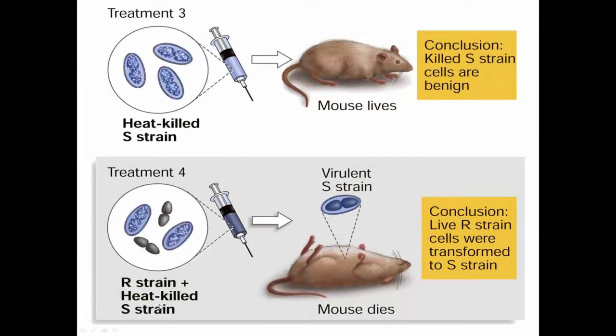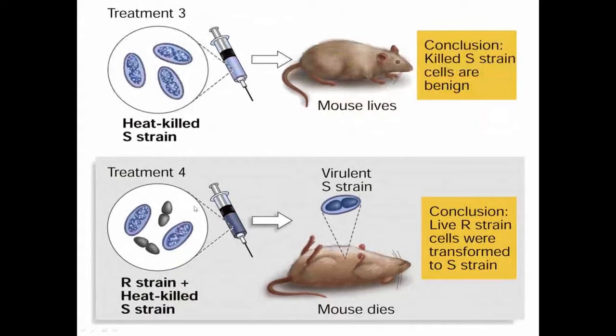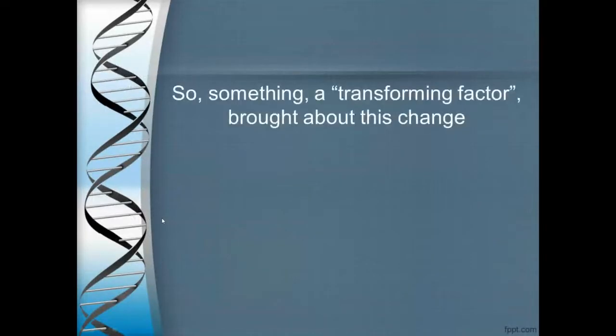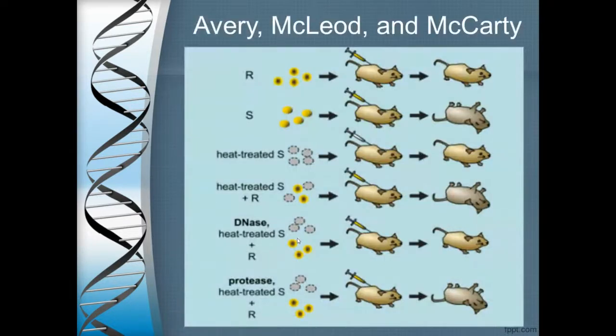So this was the experiment that was pretty striking. They took the heat-killed S strain, which remember the mouse lived, and they took the R strain, which remember the mouse lived, and they combined them together and injected them into the mouse. And the mouse died, suggesting that somehow something from the pathogenic bacteria was causing the R strain to become pathogenic. All right? So there was some sort of transforming factor. And so this is when they thought, here we finally have an opportunity to specifically hone in on whether it's DNA or protein. Okay, so this was the experiment that they did.